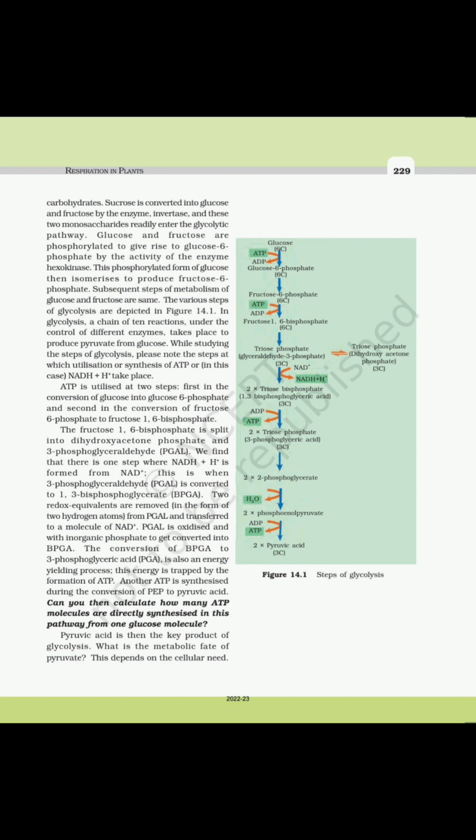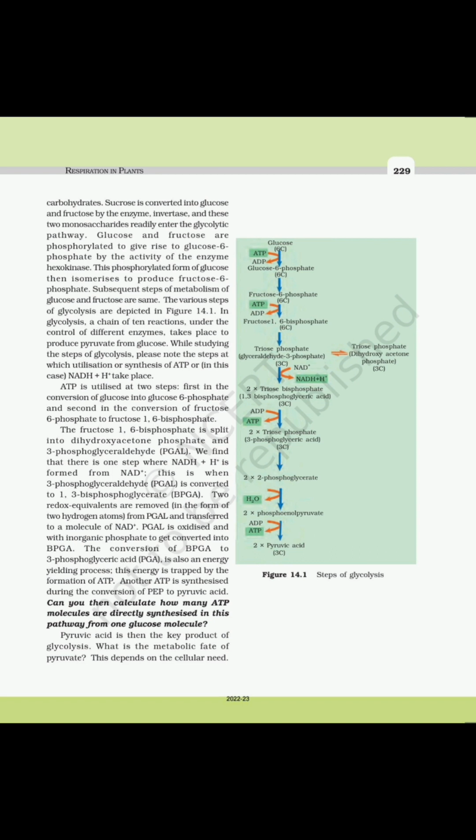In glycolysis, a chain of 10 reactions under the control of different enzymes takes place to produce pyruvate from glucose. While studying the steps of glycolysis, please note the steps at which utilization or synthesis of ATP, or in this case NADH plus H plus, take place. ATP is utilized at two steps, first in the conversion of glucose into glucose 6-phosphate, and second in the conversion of fructose 6-phosphate to fructose 1,6-bisphosphate. The fructose 1,6-bisphosphate is split into dihydroxyacetone phosphate and 3-phosphoglyceraldehyde, PGAL.